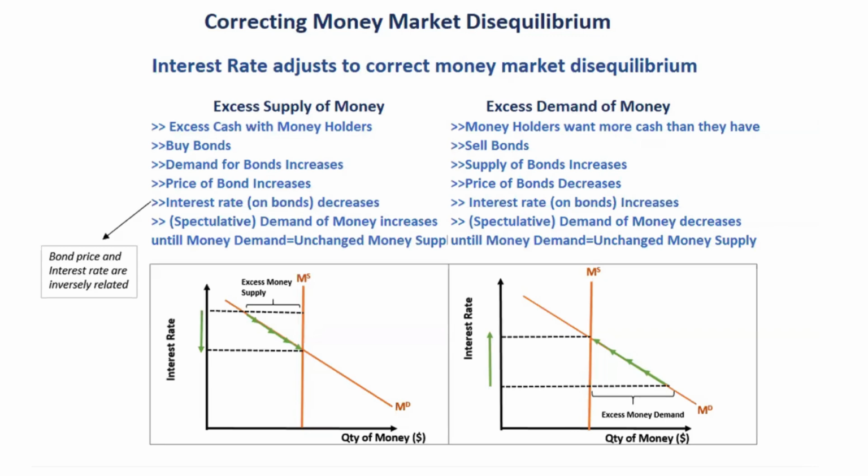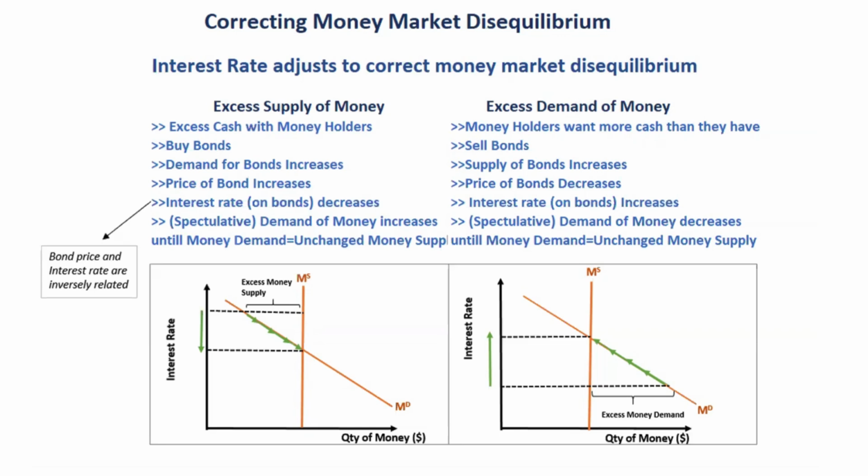Want to look at the adjustment process in the money market, where we draw our vertical money supply curve because money supply is controlled by the central bank, and we have a downward sloping money demand curve as the interest rate is the opportunity cost of holding money. So there exists an inverse relationship between interest rate and money demand.